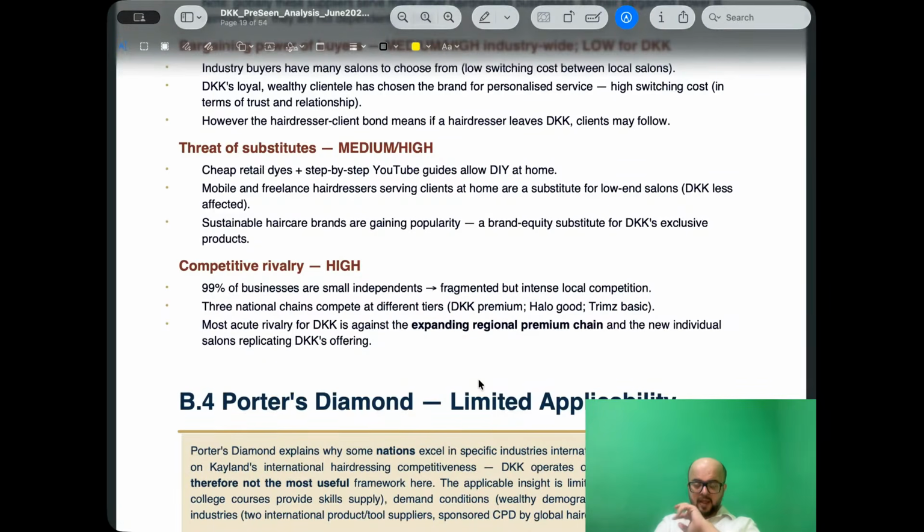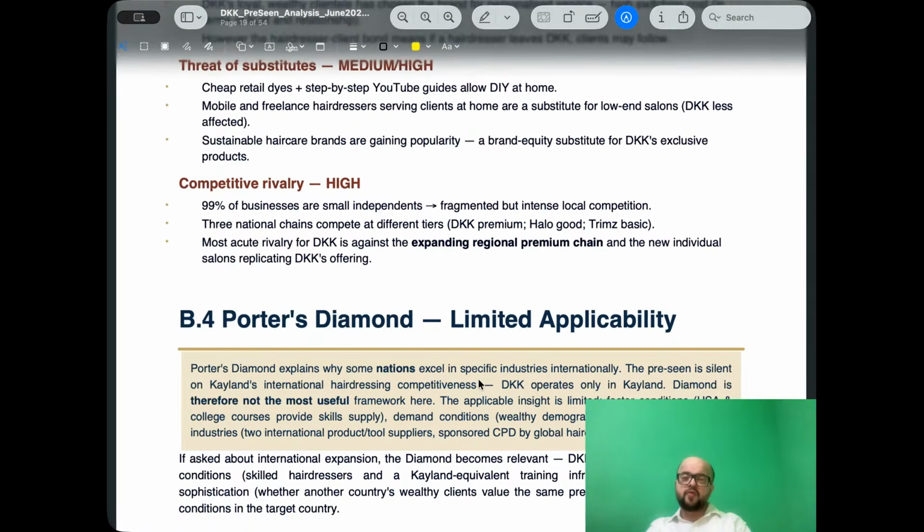DKK, Halo, Trims. DKK is premium. Halo is good. Trims is basic. So they operate at different tiers, so they are not competing in the same range or the same segment. Most acute rivalry for DKK is against the expanding regional premium chain and the new individual salons replicating DKK's offering. Individual salons who are copy pasting the approach taken by DKK could be a reason for high competitive rivalry.